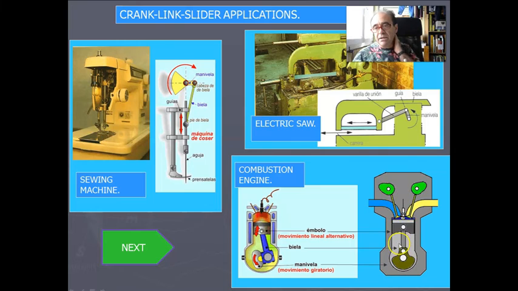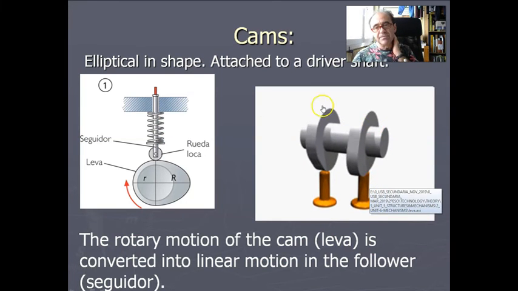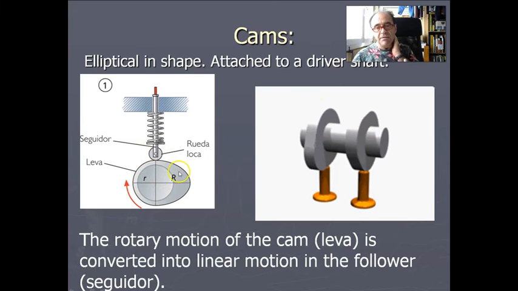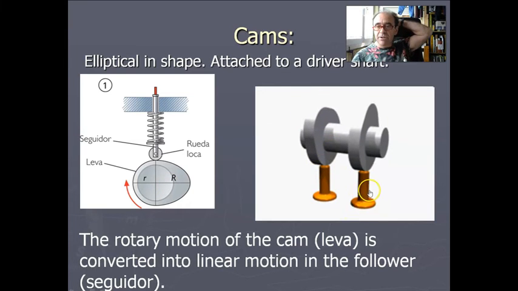So in this image we have two examples at the same time. I'm representing here the crank link slider system, but also a cam system, where the cam is rotating and is converting the rotary motion of the cam into linear motion in the follower. These are cams. Estas son las levas. It is the shape of one cam, and the rotary motion of the cam is converted into linear motion in the follower. El movimiento rotatorio de la leva, gracias a su excentricidad, se convierte en un movimiento de vaivén en el seguidor.